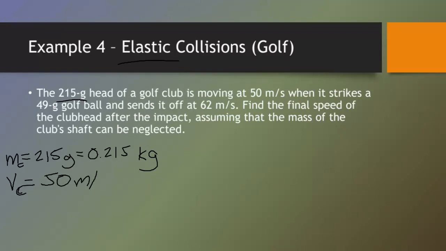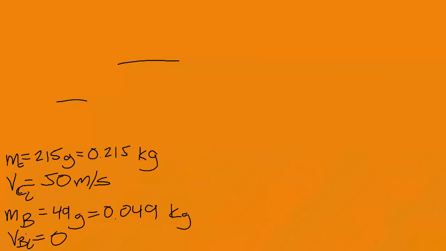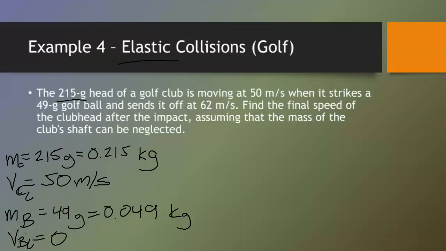So this is the initial velocity of the club. The ball has a mass of 49 grams, which is 0.049 kilograms. Okay, and its initial velocity is 0. It's not moving, it's sitting there waiting for the club to hit it. What we want to know is after the club hits the golf ball and sends it off at a particular speed, how fast is the club moving?